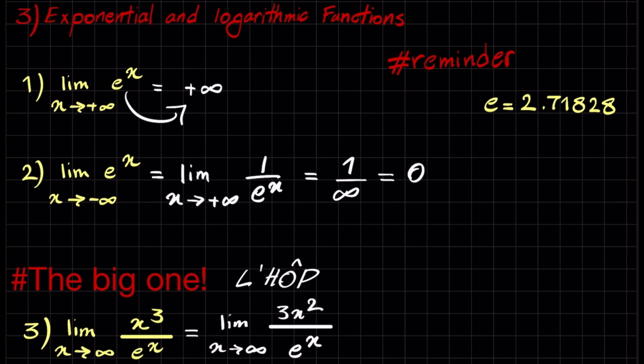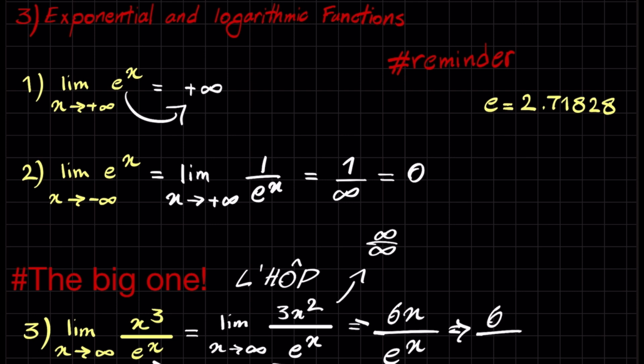When we apply the L'Hopital rule, the e to the power of x is going to be the same, and still we're going to get infinite over infinite. So once again, we're going to apply the L'Hopital rule, and it's going to be 6x over e to the power of x. Still the same till we get to a constant number over e to the x. And it's going to be 6 over infinite, if we directly substitute the infinite. And that will be 0.